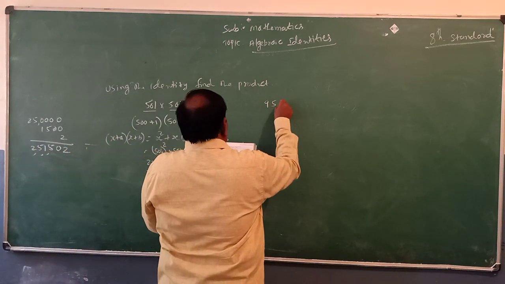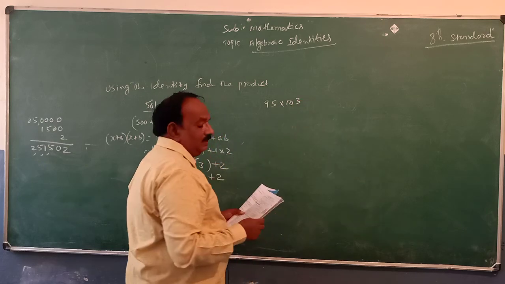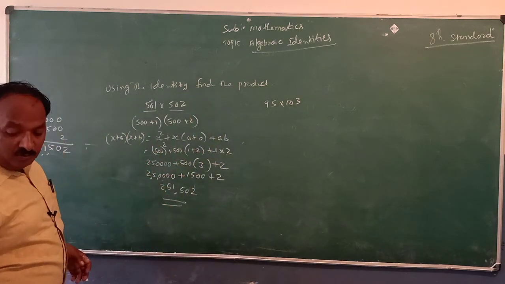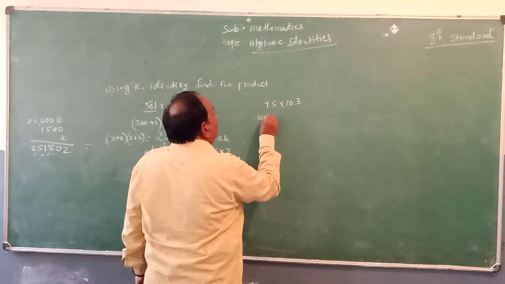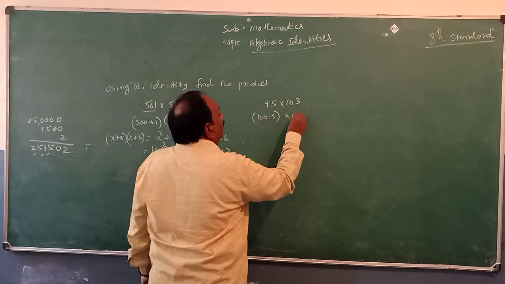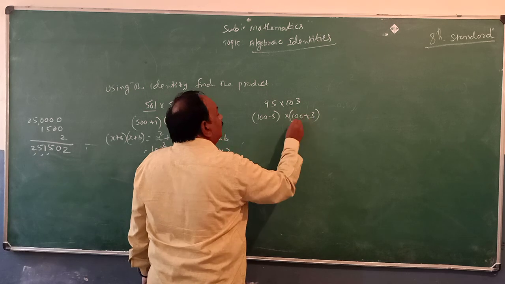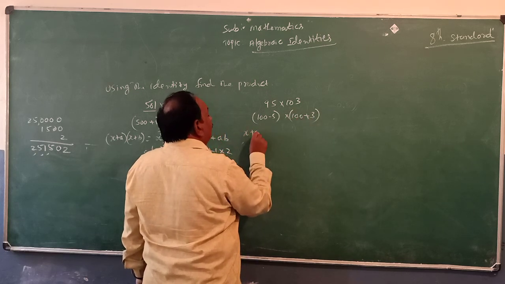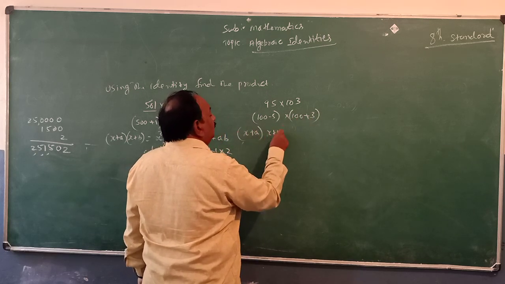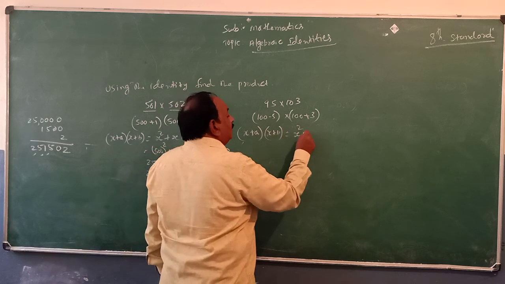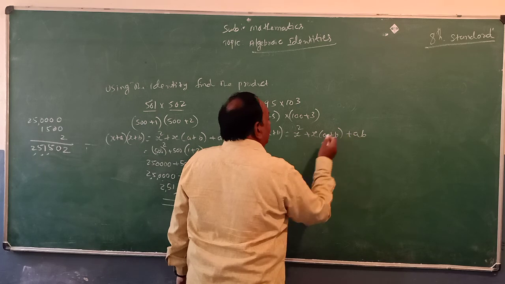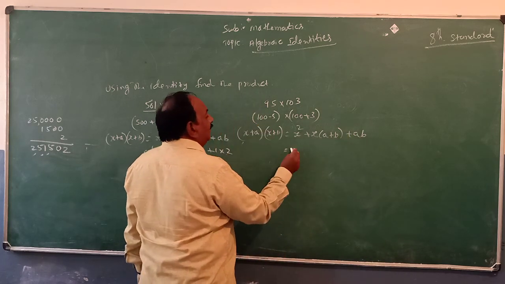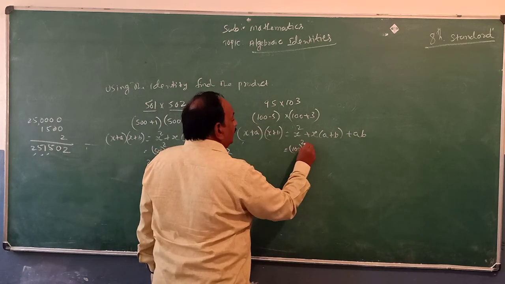95 into 103. This problem can also be done by formula, 100 minus 5 into 100 plus 3. This is once again of the form x plus a into x plus b, x square plus x into a plus b plus ab. Here also x is 100, 100 whole square.